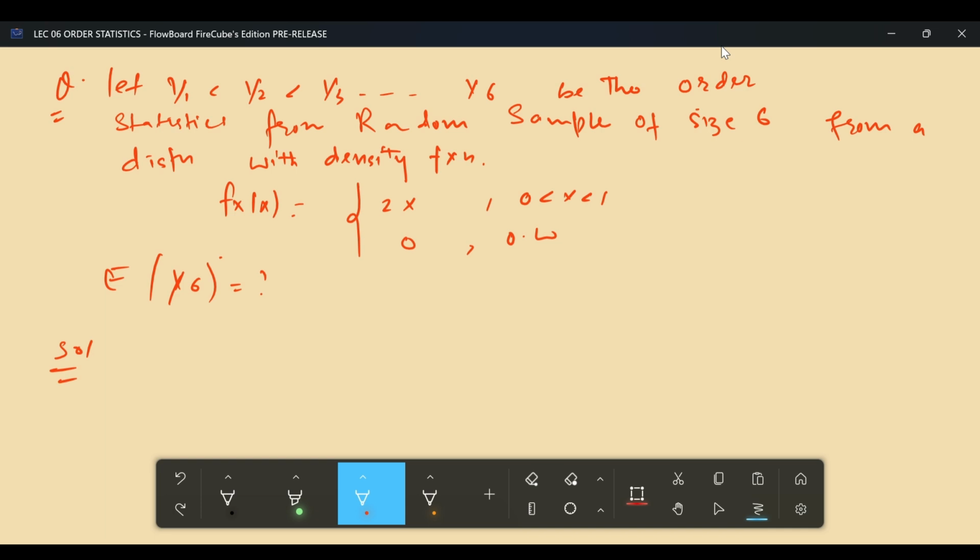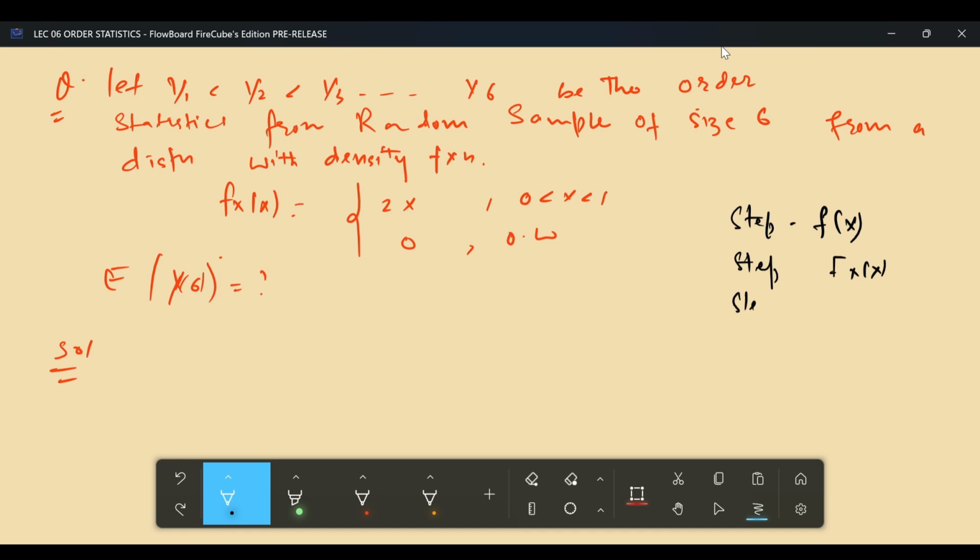Simply see, whenever you are asked to find the expected value of order statistics, step number 1 is write f of x. Step number 2 is find capital F of x. Step number 3 is find f of r. I have given you the formula. From that formula you can find the f of r. Then whenever you get the PDF of f of r, then expectation of xr will be easy, variance of xr will be easy. So only you have to follow these 3 steps. So we will do the same.